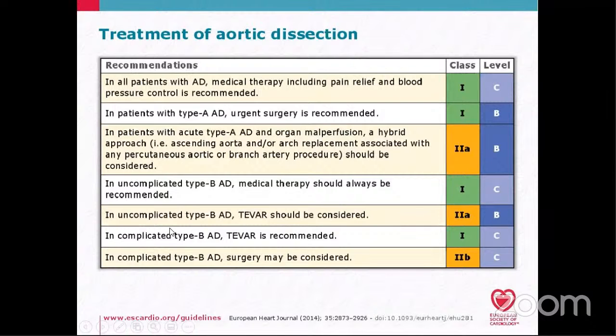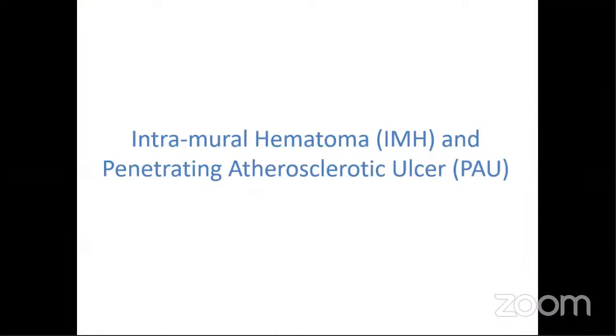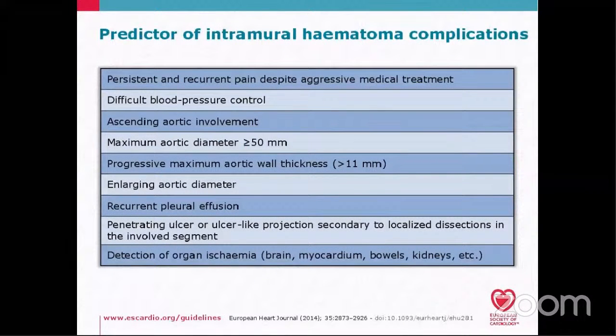If you want to perform a TEVAR, it should be considered. In complicated type B, the TEVAR is indicated as a class 1 and the surgery is an alternative as a class 2B. What about the intramural hematoma and the penetrating atherosclerotic ulcers?